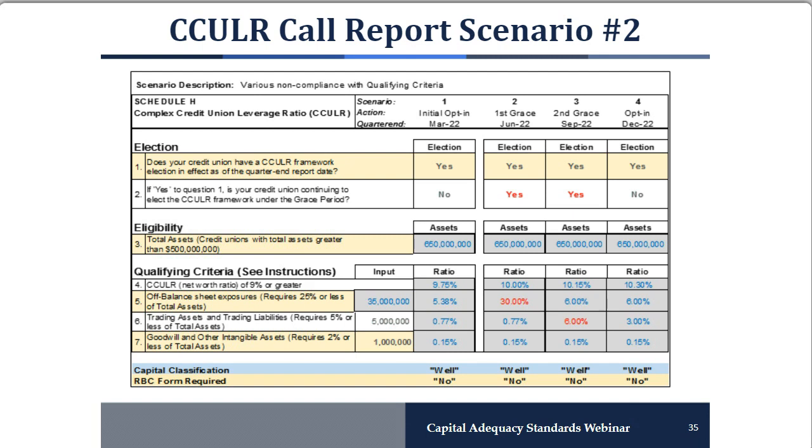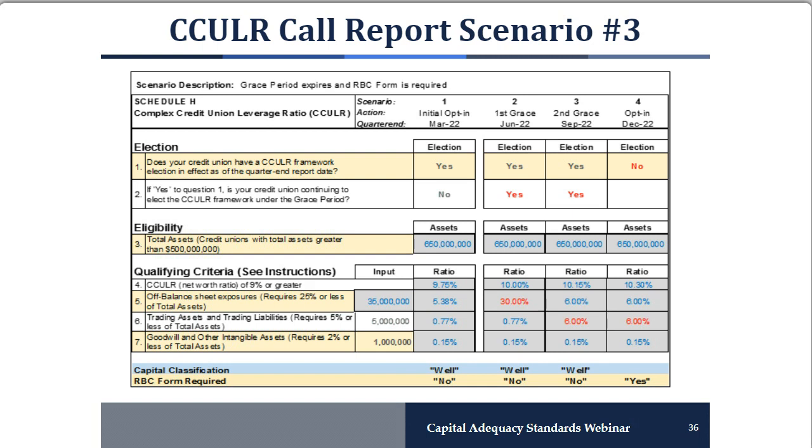Scenario 3 reflects the credit union meeting all eligibility requirements for CULR at their initial opt-in for March 31st, 2022. In the subsequent 2 quarters, while their net worth ratio continues to exceed 9%, the credit union fails other qualifying criteria. For June 30th, 2022 and September 30th, 2022, the credit union can continue to opt into the CULR framework, but must also select yes in question 2, indicating they are opting in under the grace period.